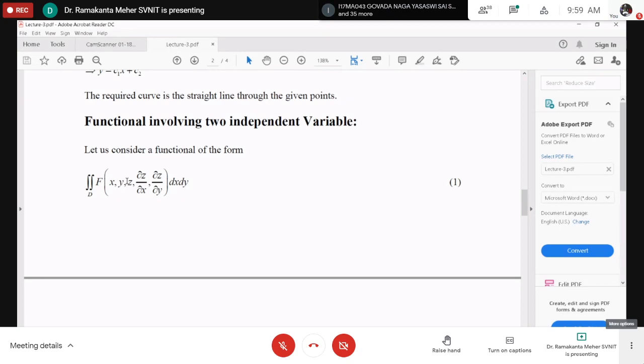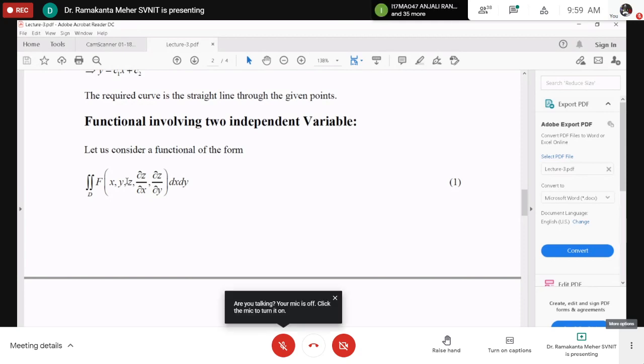That means in the first class we took f of x, y dash dx. In the second class we extended that first order derivative to higher order, that means f of x, y dash, y double dash up to yn. Next we extended the number of dependent variables. But here we try to extend the number of independent variables.